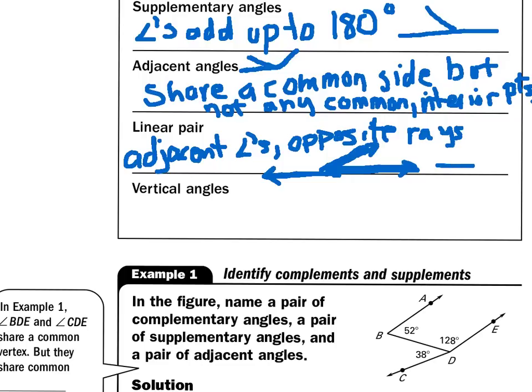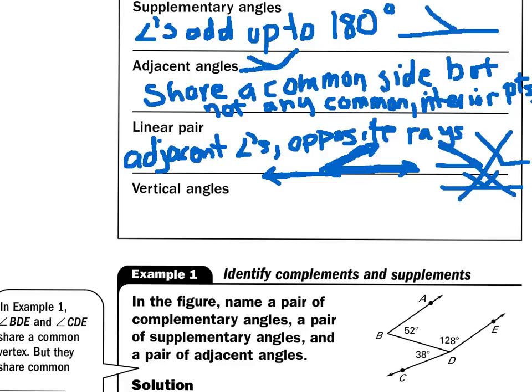So this would not be a linear pair because they are not adjacent. And then this would not be a linear pair because a pair means two and that's three of them.